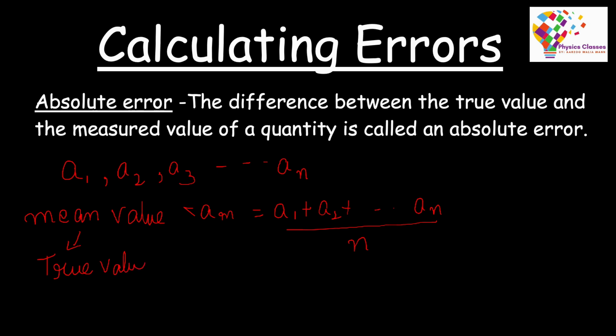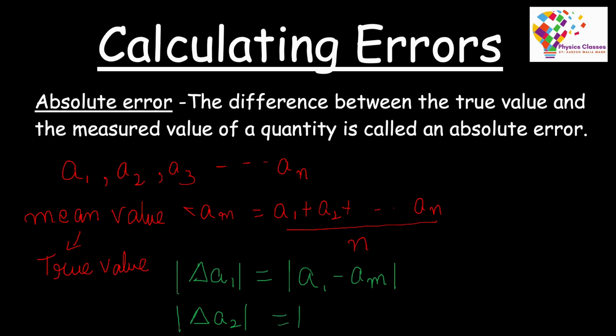So if I want to find the absolute error in A1, I subtract A1 from the mean value, which I am assuming to be my true value. If I want to find the absolute error in A2, I do A2 minus the mean value again. Every time we are only taking the magnitude, because errors can only be added, errors can never be subtracted.